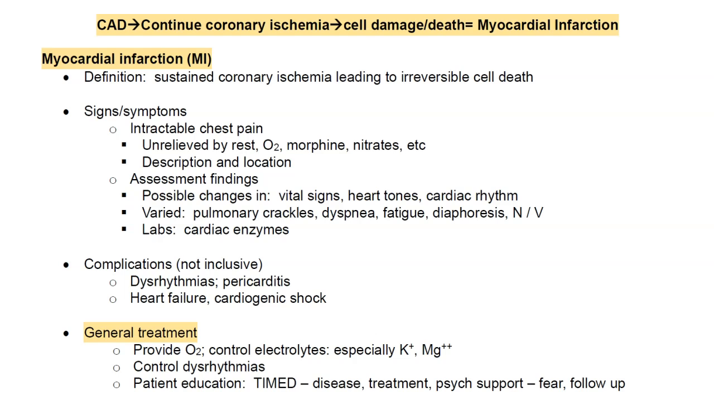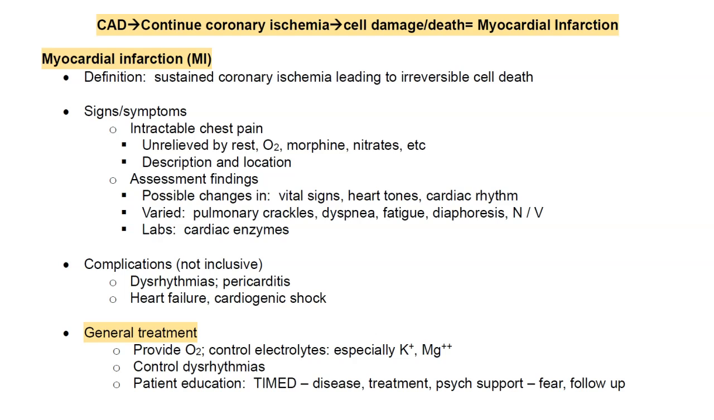And then for some patients, they may experience pulmonary crackles, sounds of fluid within the lungs. It's typically a result of the heart failing. And then dyspnea or difficulty breathing, fatigue, diaphoresis, nausea, and vomiting. Now, when a patient is experiencing the symptoms, typically we would order some cardiac enzymes, which include troponins and your CKMB.